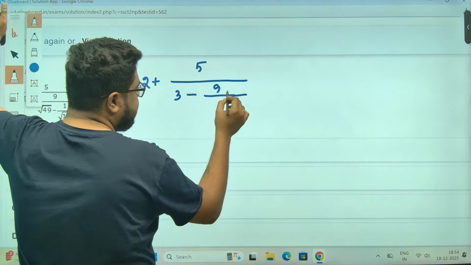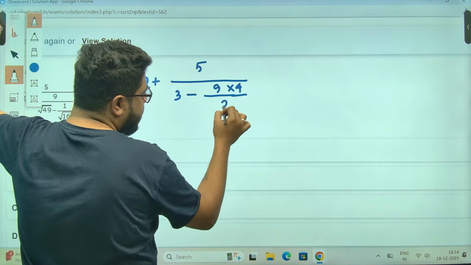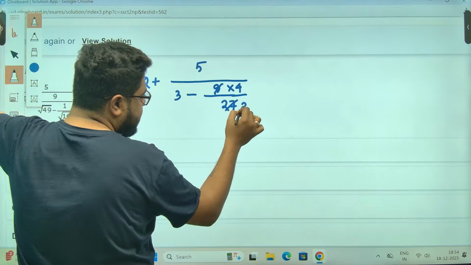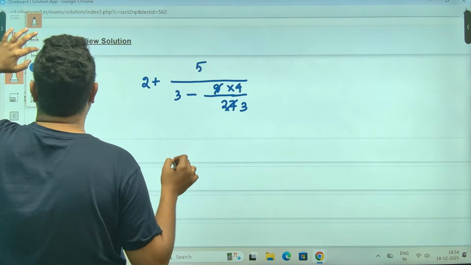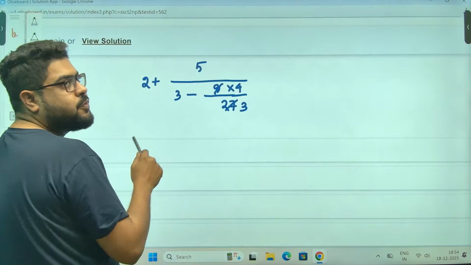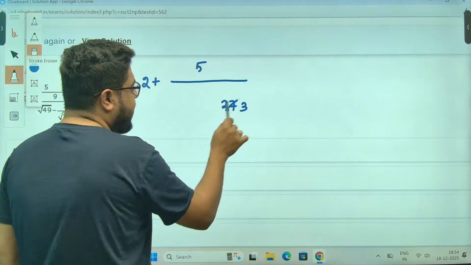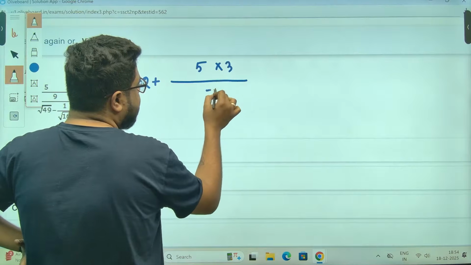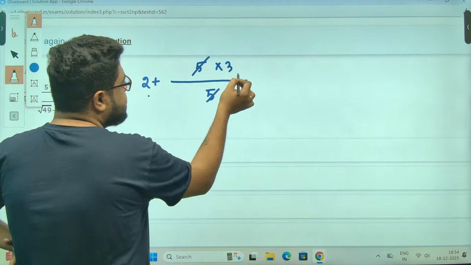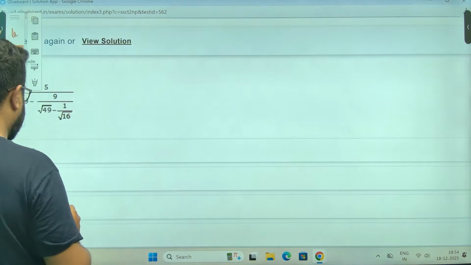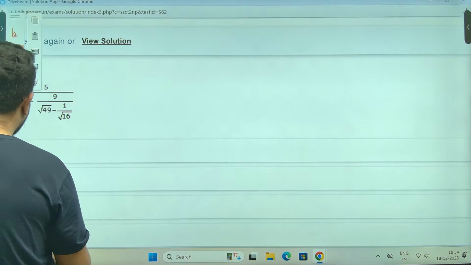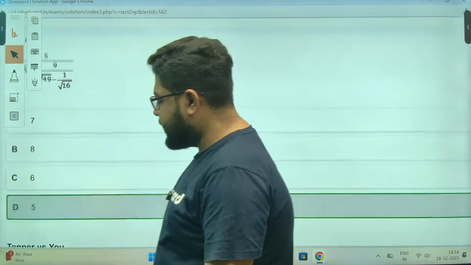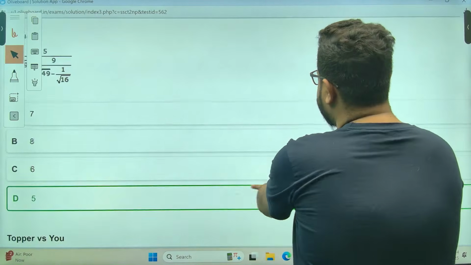So 27 by 4 means 4 by 27. 9 over this, 3 threes are 9, minus 4. 9 minus 4 means 5 by 3, sir. 5 by 3 means 3 by 5. The answer is 2 plus 3, that is 5, which is option number D.